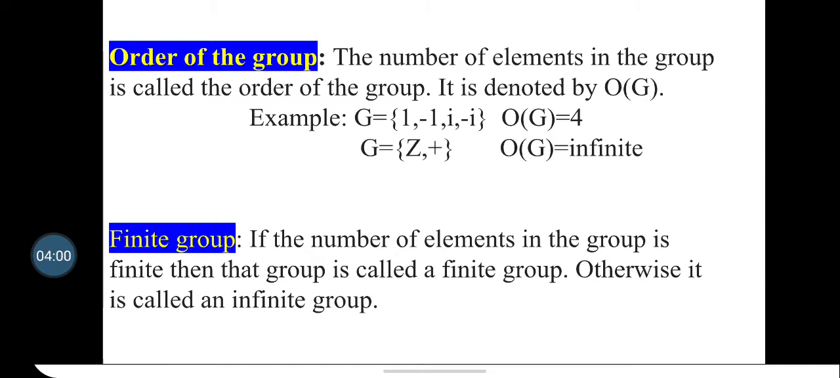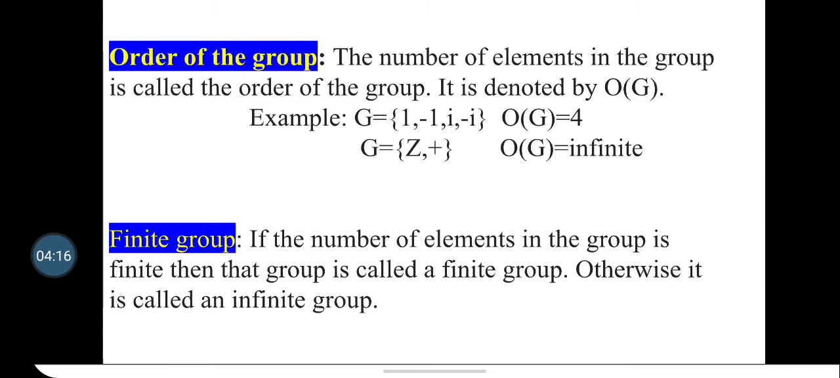In the second example, G = (Z, +) is also a group. The set of integers with respect to addition is a group because it satisfies all 4 properties. The number of elements in Z is infinite. So o(G) is infinite.